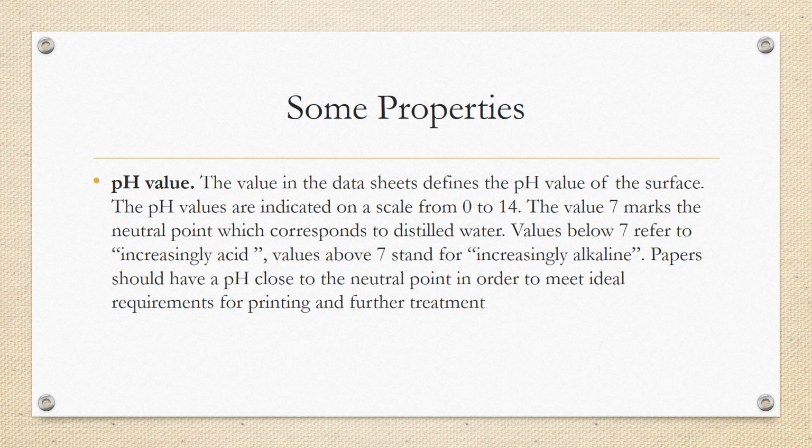Next is the pH value. The value in the standard sheet defines the pH value of the surface. The pH values are indicated on the scale of 0 to 14. So it's just the measure of acidity or basicity of the paper. The value 7 marks its neutral point, which corresponds to distilled water. So how is it connected to paper? Papers should have a pH close to the neutral point in order to meet ideal requirements for printing and further processing.